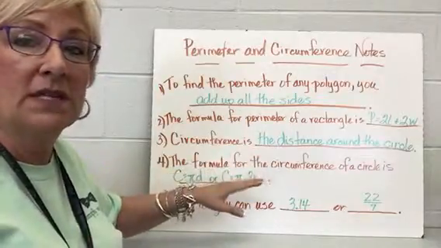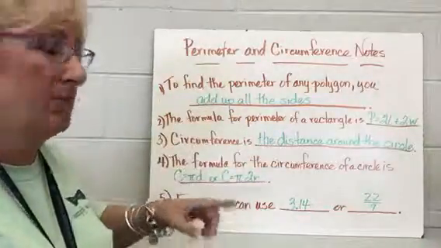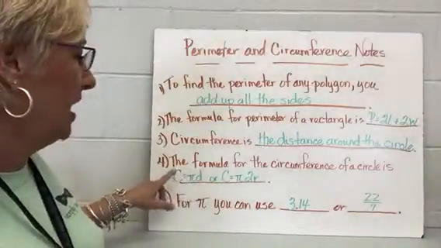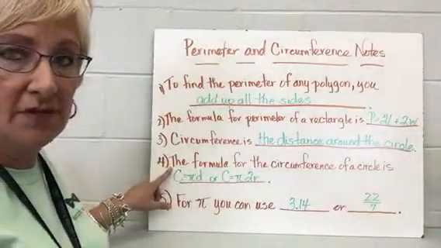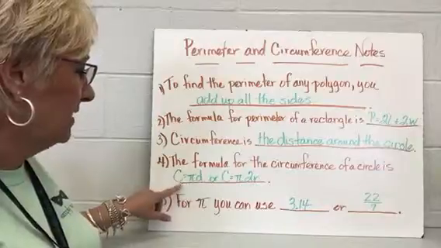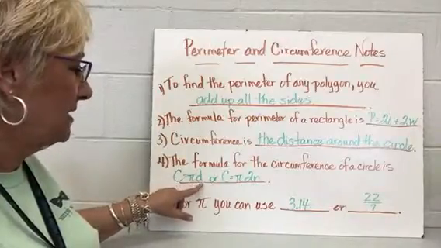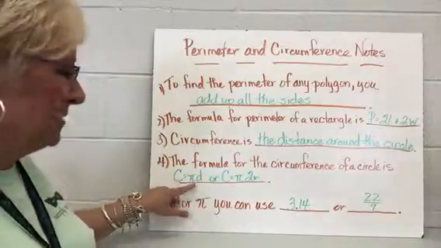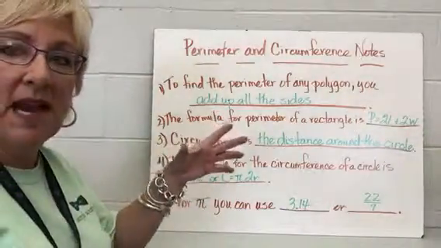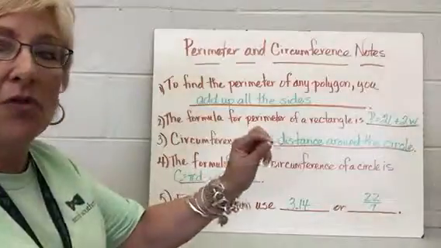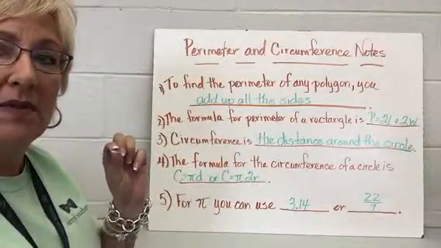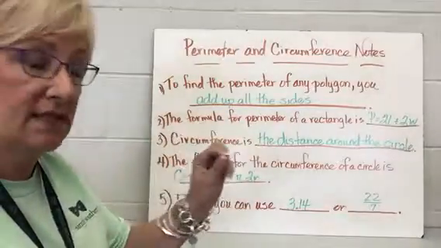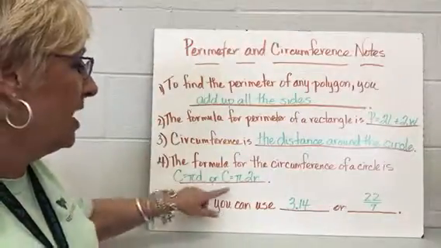And we have to treat it a little bit different because it is a different shape. Okay, it's not made up of lines. The formula for the circumference of a circle is going to be C equals pi d. That means circumference equals pi times the diameter. And we know that the diameter is the line that goes all the way through the center from one edge of the circle to the opposite edge.